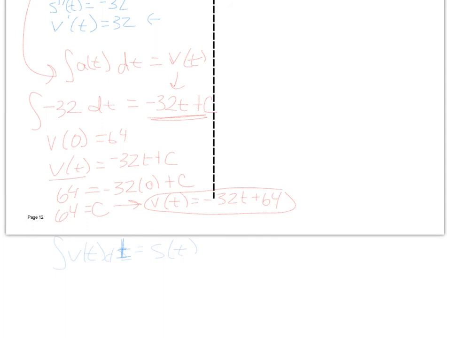Okay, so if I take the antiderivative of negative 32t plus 64 dt, I just use the power rule. Negative 32 t to the second divided by 2. If you can write negative 16t squared, all the power to you. I find that I need to write it. Plus c, and that's our position function, because now we went backwards. We took the antiderivative of velocity, gave us position.